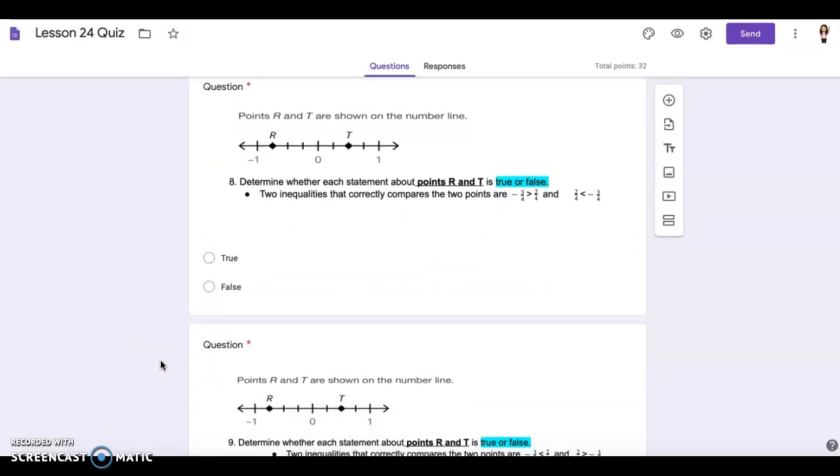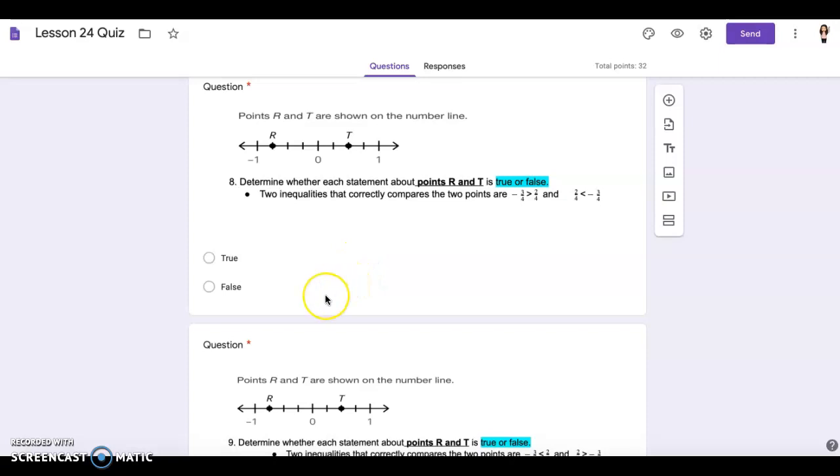Number 8. Determine whether each statement about points R and T is true or false. Two inequalities that correctly compare the 2 points are negative 3/4 is greater than 2/4 and 2/4 is less than negative 3/4. Is that true or false?